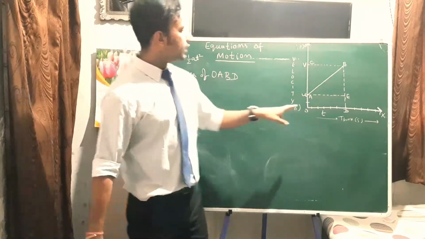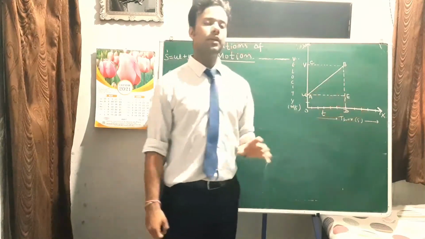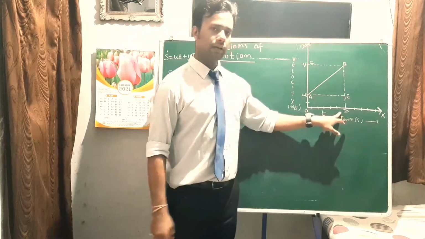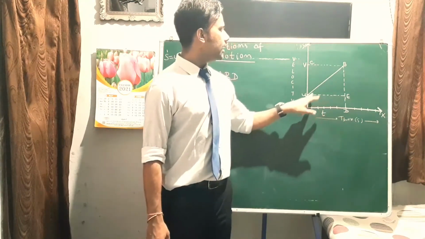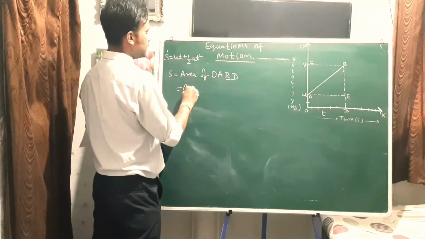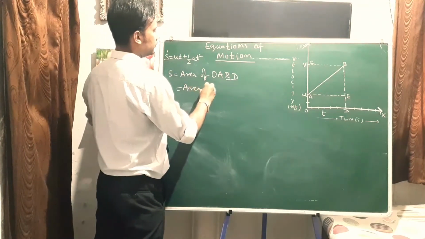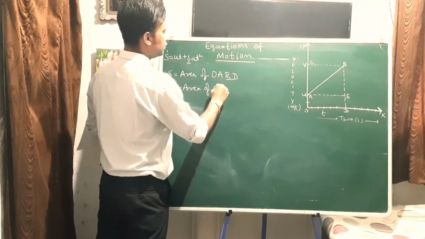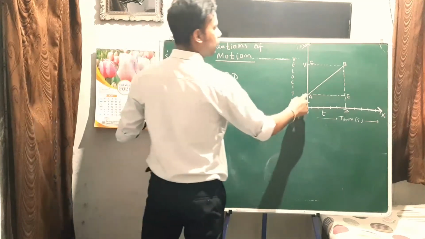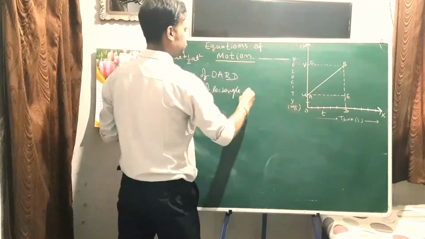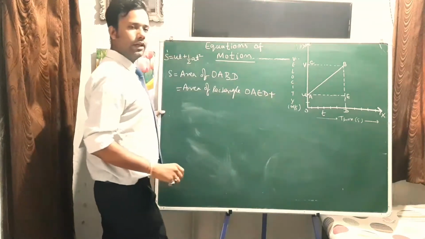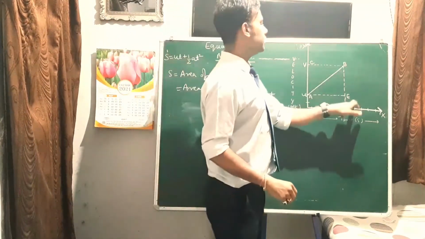Now you can see that this area OABD can be divided into two parts. First, the area OAED, the rectangular part, and the area ABE, the triangular part. So this can be written as area of rectangle OAED plus area of triangle, that is ABE.